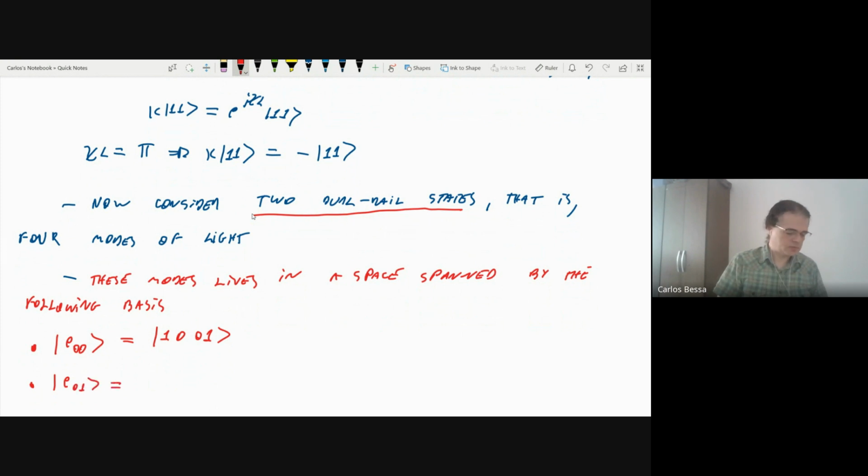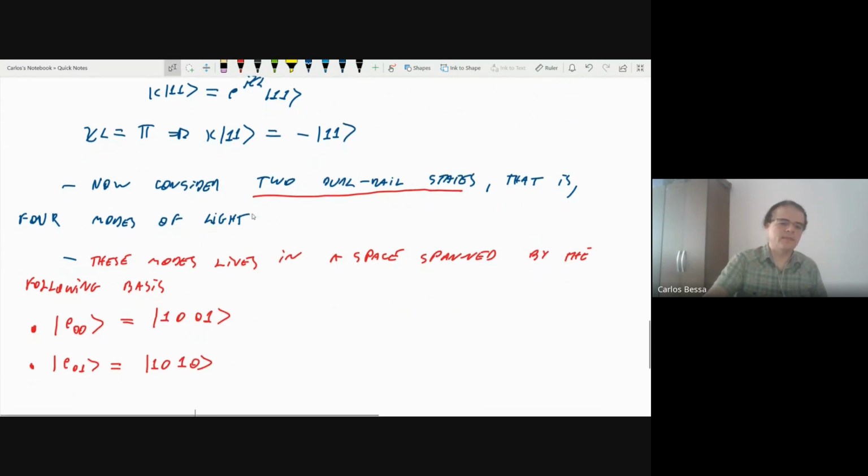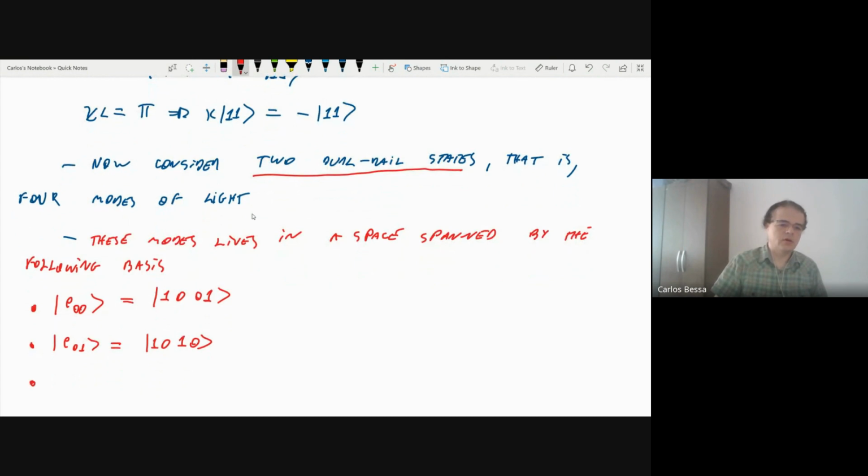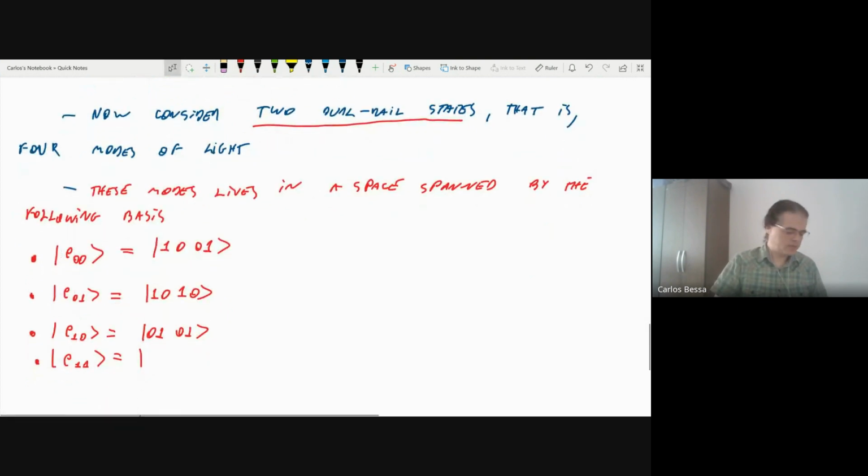E01, that is 1, 0, 1, 0. This is this basis. The other is E10, 0, 1, 0, 1. And I have this state. And the other basis is E11, and I have 0, 1, 1, 0.